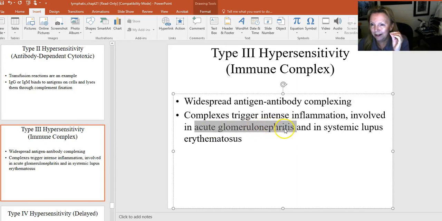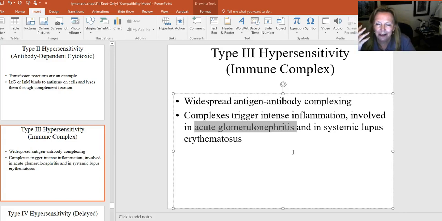Itis means inflammation of. Nephron means kidneys. And glomerulus are the filters of the kidneys. So signs and symptoms are serious, and it's inflammation of the filters of the kidneys. Okay? Now, when we see this, it's post-streptococcal infections. So let me say that again. Post-strep throat is when we see this.